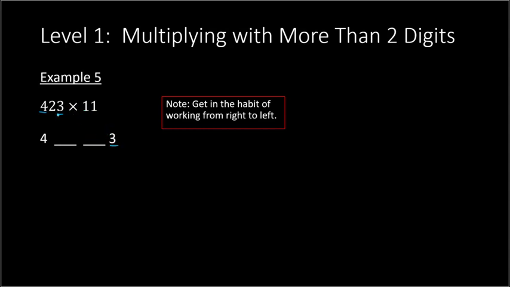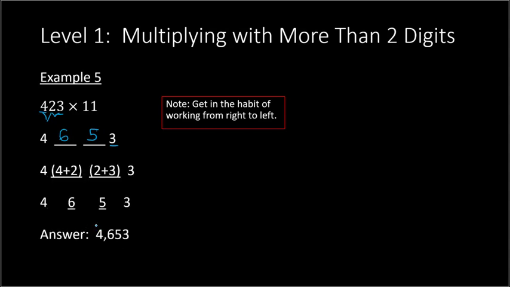Now, working from right to left, we can do 2 plus 3. We add those digits together to get this number right here, which is 5. Then we add the 4 and the 2 together to get 6, which would be this digit. So the answer would be 4,653. And that pattern would continue for any number of digits in your factor. It could be 3 digits, like 423. It could be 4 digits, like we see here, where we have 5,172.